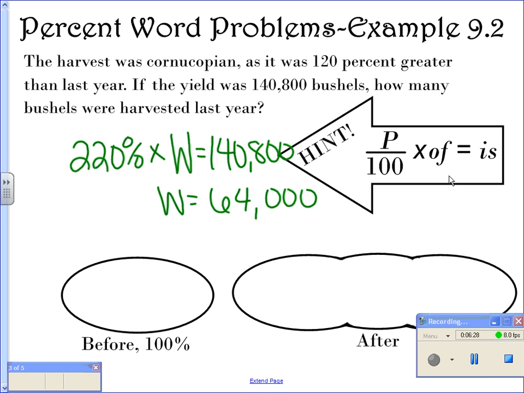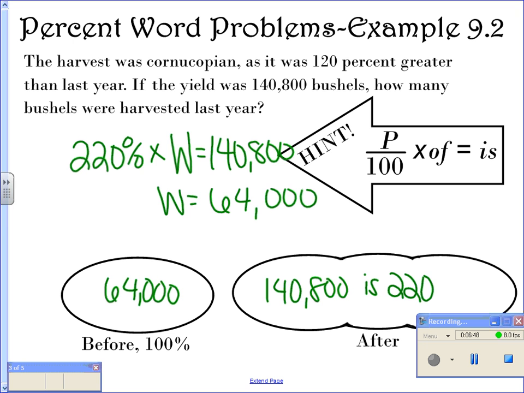So to fill in our circle charts, what would we do? Okay, 64,000 here. And then we got more than one circle because what happened? It expanded. Yeah, you'd say 140,800 is... y'all see how that works?